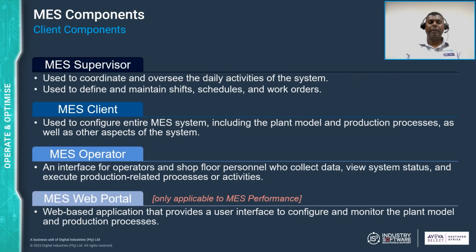And we look at the MES client components. MES supervisor is used to coordinate and oversee the daily activities of the system. You can use it to create work orders, inventory levels, and storage location data. You can also use it to set up data collection, link MES to other databases and software, or you can store custom information and process sales orders. The MES client is used to configure your plant model and production processes, as well as other aspects of the MES system. It also interacts with operational information.